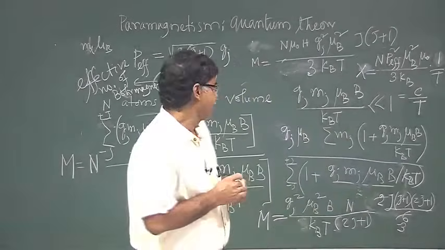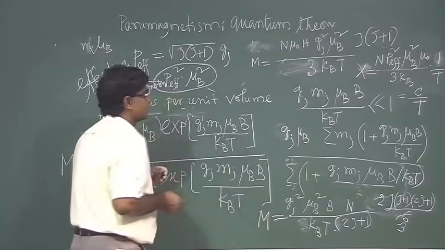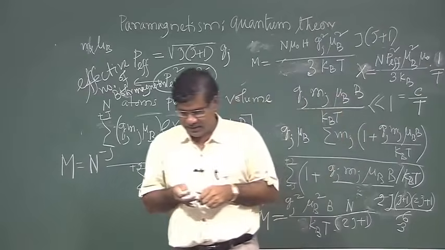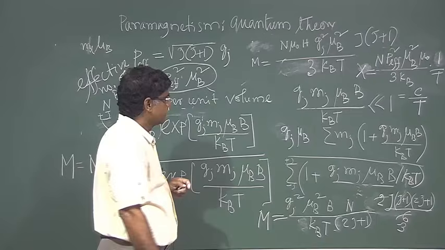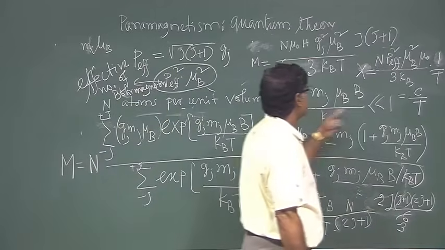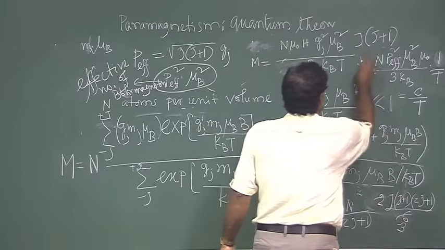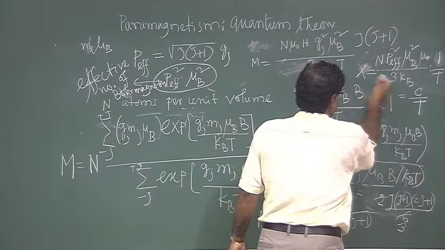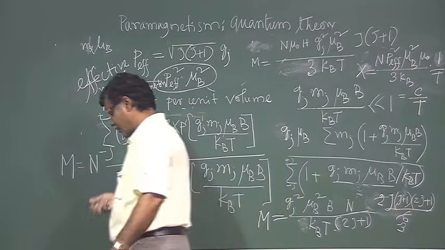So, we will continue our calculation. Here, for this condition of low field and high temperature, we have derived the expression for the susceptibility, and this has the form C by T, that is the Curie law, and C is the Curie constant.